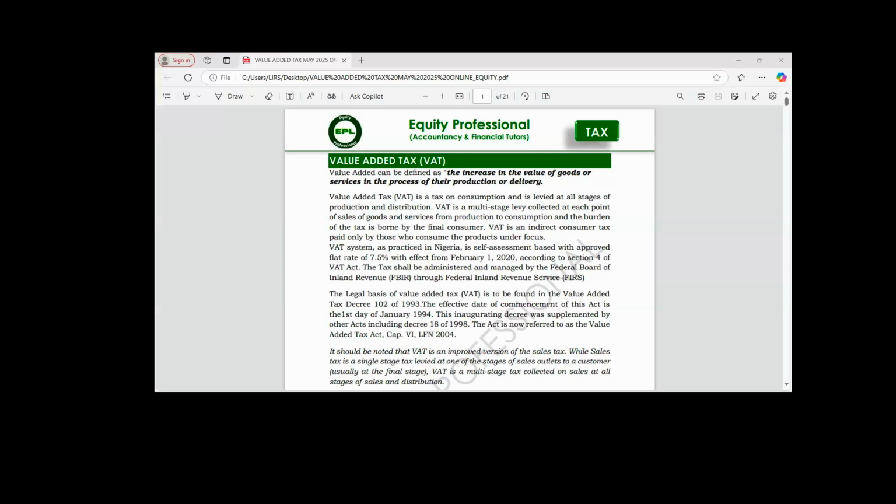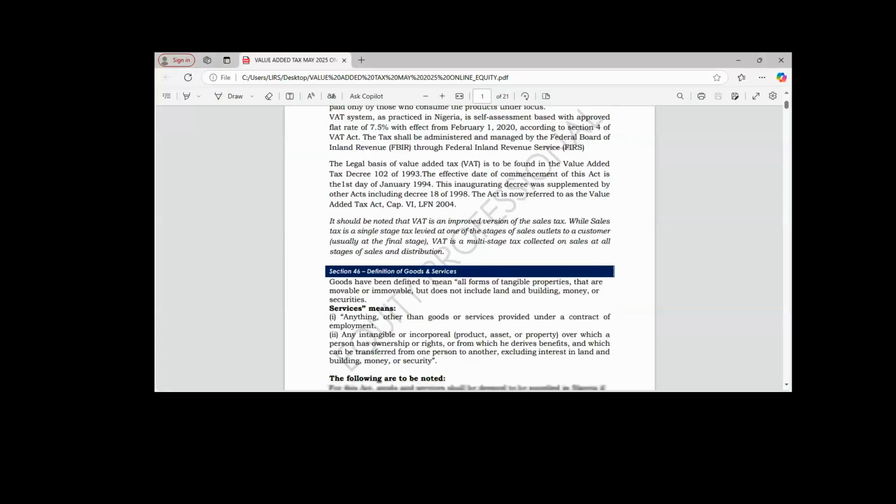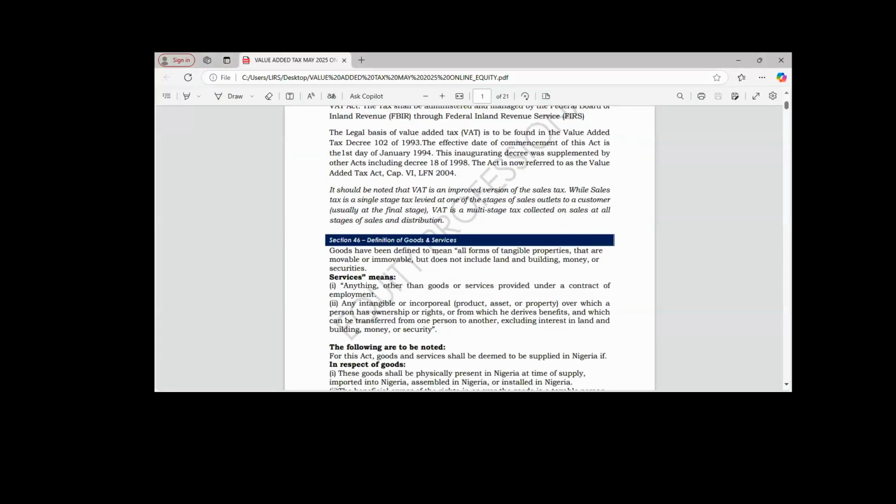In the new tax reform bill, they are even contemplating increasing it again to a higher percentage, which is what we are waiting for in the new tax reform. But presently, the rate you are going to apply is still 7.5%, the applicable rate for the collection of the value-added tax. So that is the value-added tax.